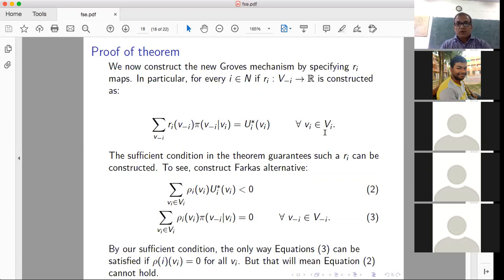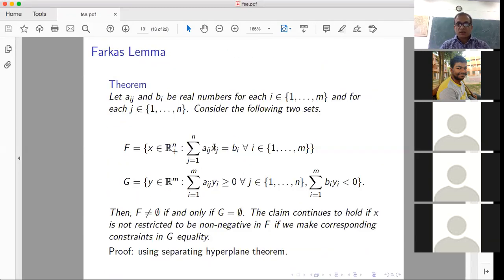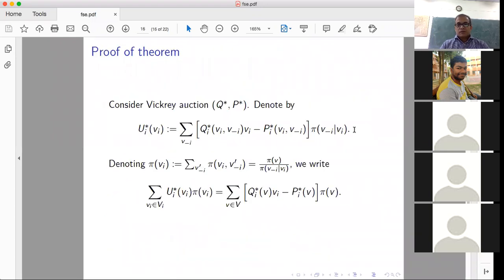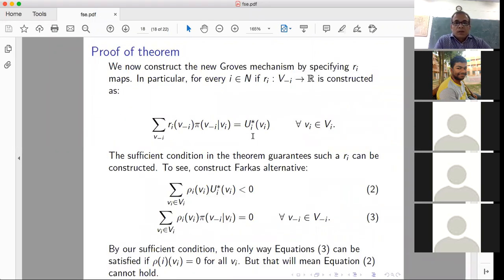To be able to construct these RIs is like being able to have a solution to a system of equations like this. You should think of these XJs as RIs in our problem. So we are asking whether we can construct these RIs. Well, we can use the Farkas lemma. So what is the Farkas alternative?